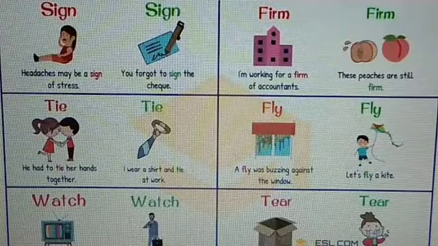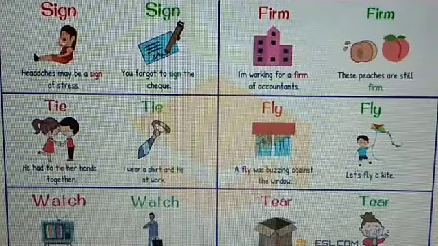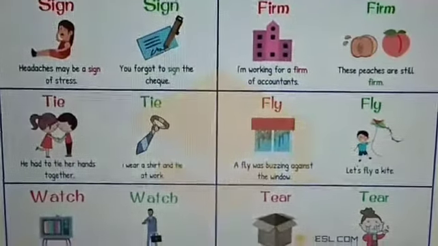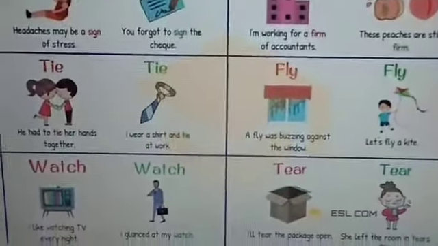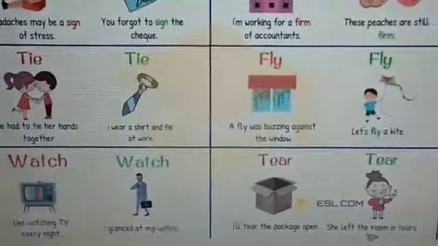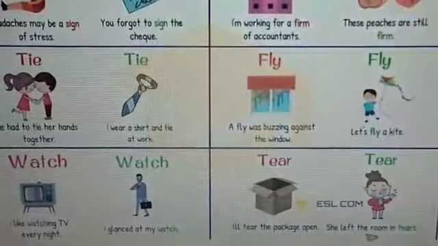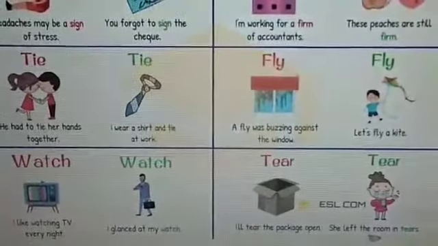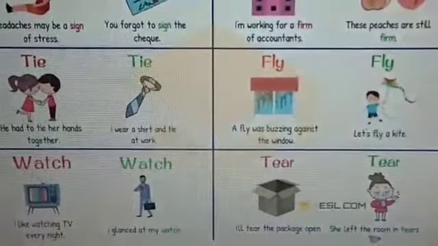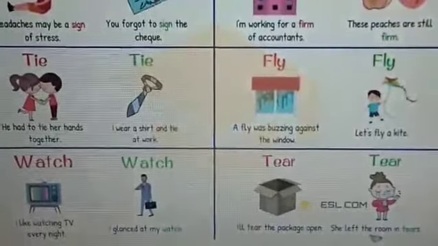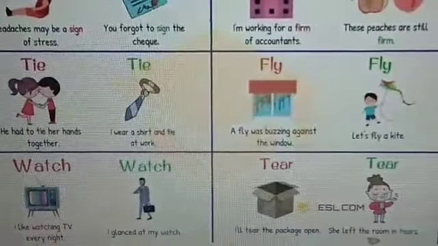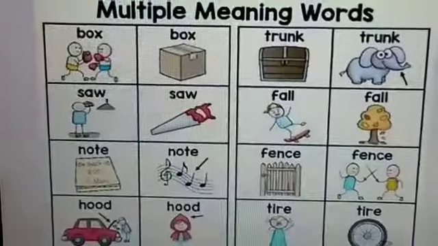Okay. Next you see, fly. A fly was buzzing against the window. Any type of fly you can say. Let's fly a kite. Now the first is used as a noun, and now it is used as a verb. Let's fly means it is a verb. Coming to the last, we see tear. I'll tear the package open. It is used as a verb. She left the room in tears. That means she cried a lot. So we can understand the difference.